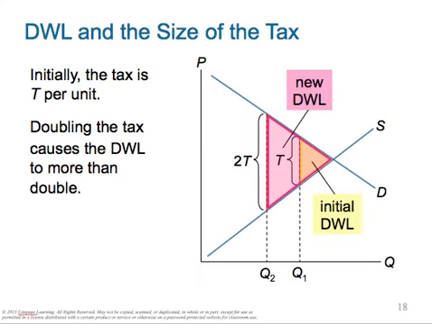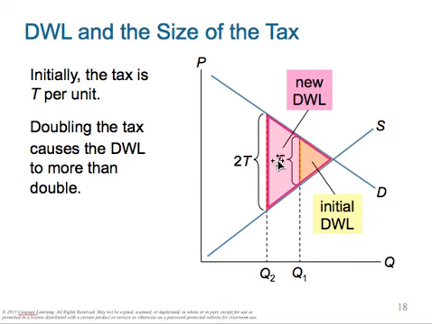So looking at deadweight loss and the size of the tax, let's look at it graphically here. Initially, the tax in this graph is T per unit. This is your original equilibrium. Doubling the tax causes the deadweight loss to more than double. Let's say that the first tax caused a buyer's price here and a seller's price here. You had an initial deadweight loss as this orange area here.